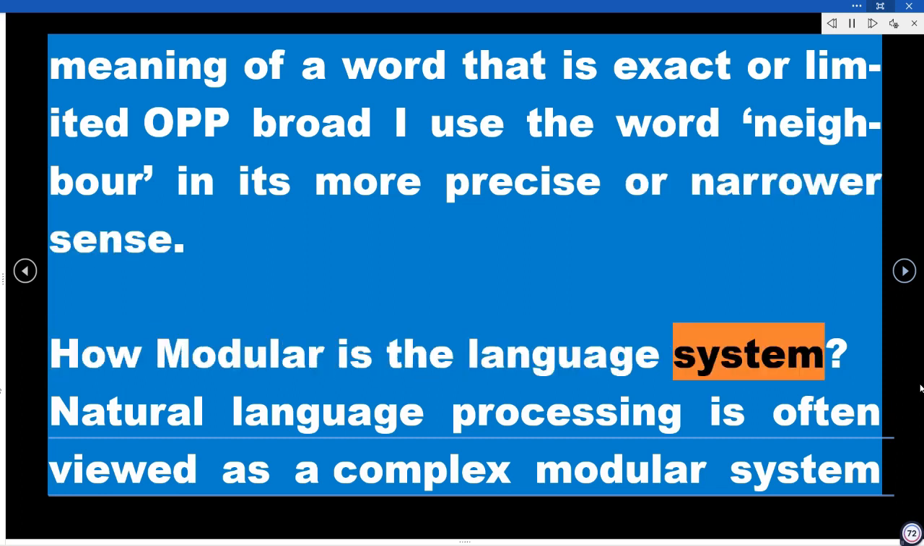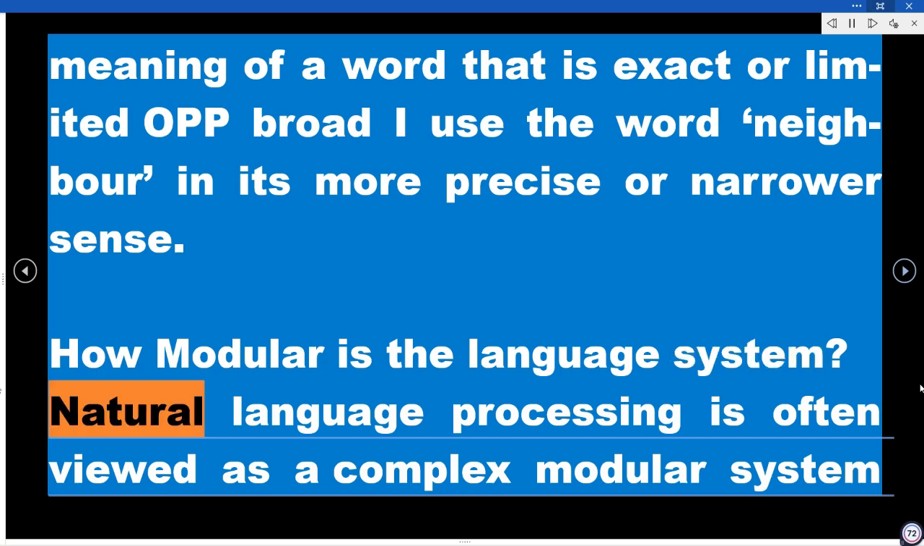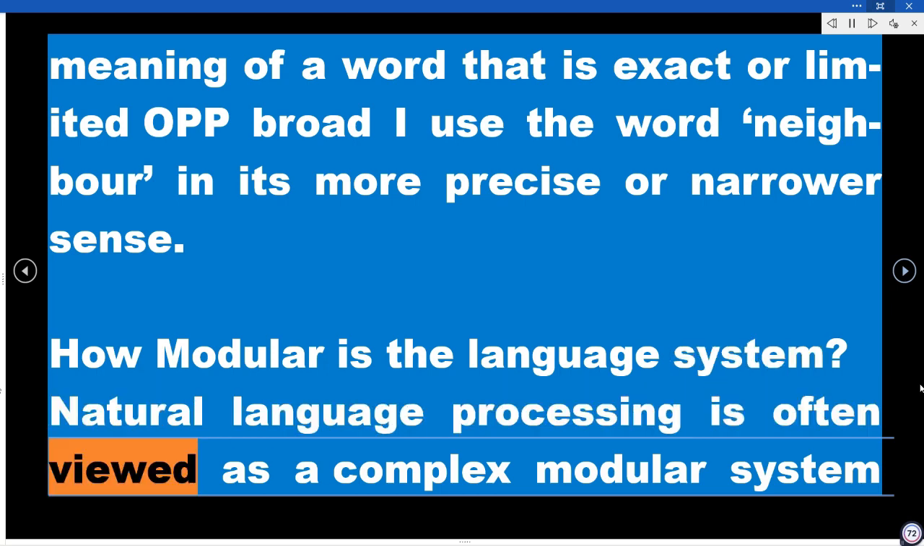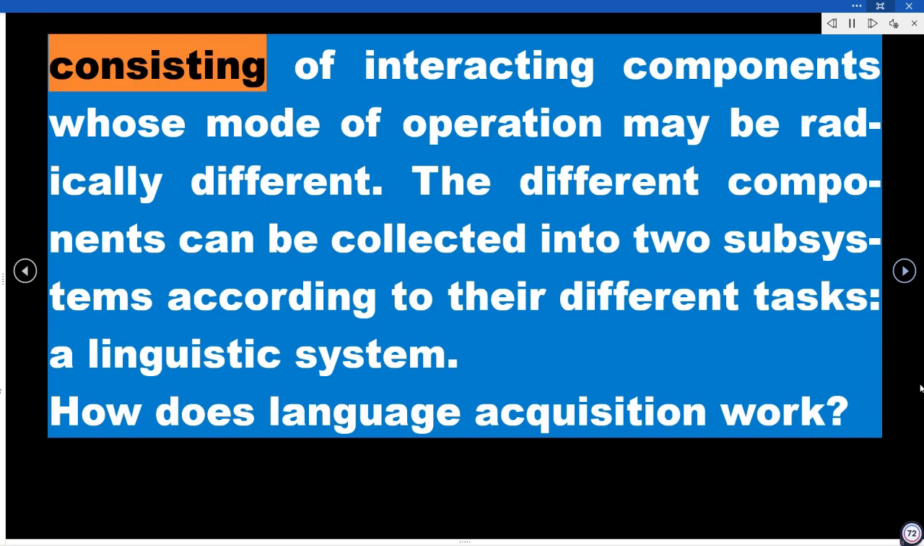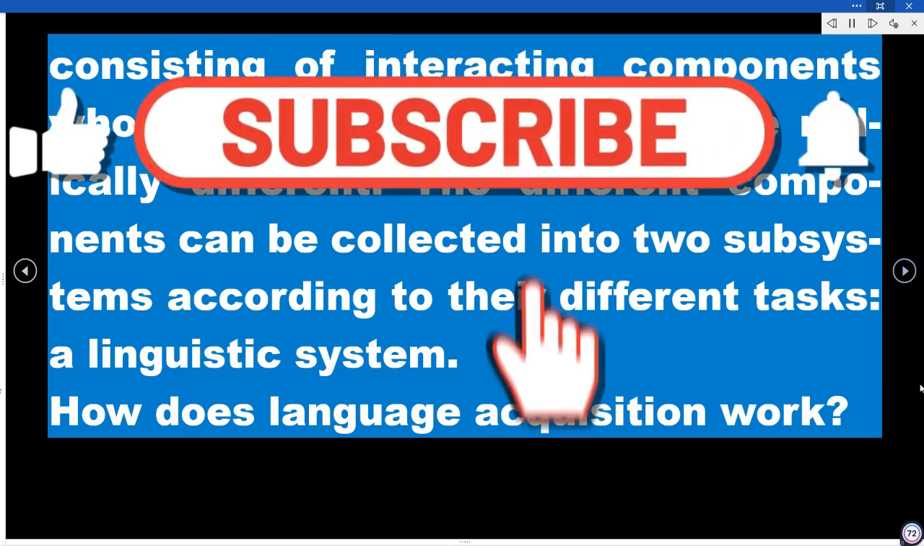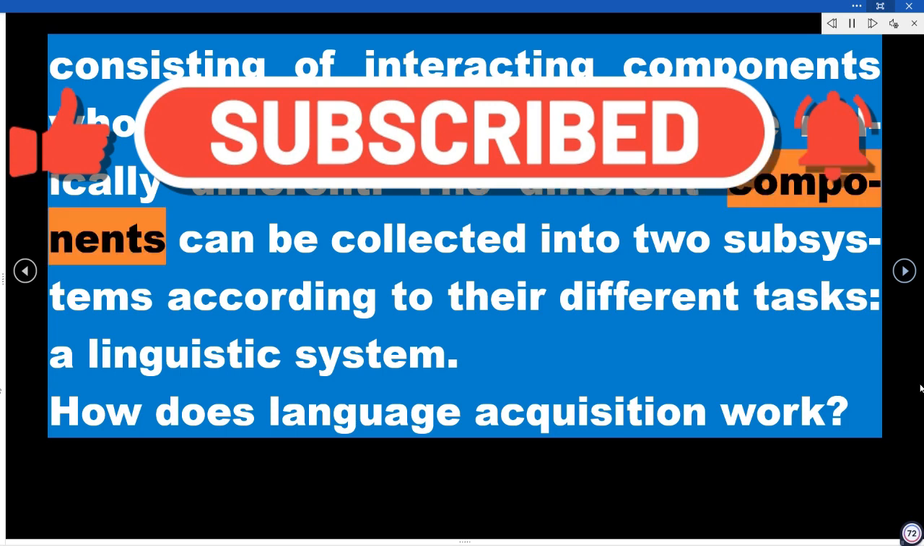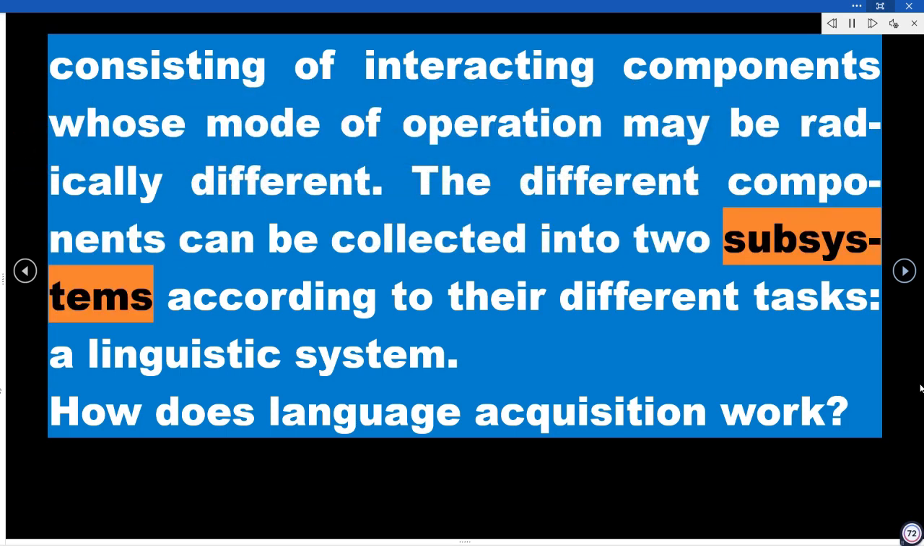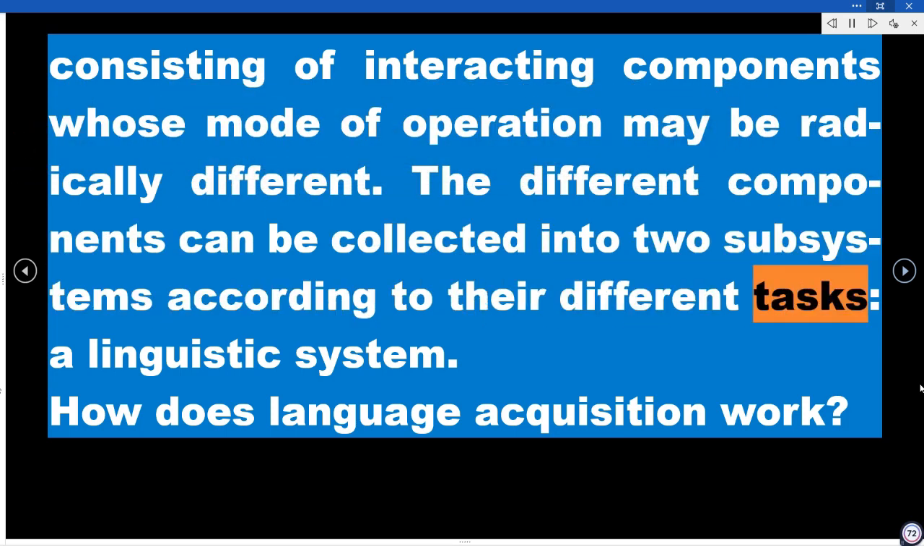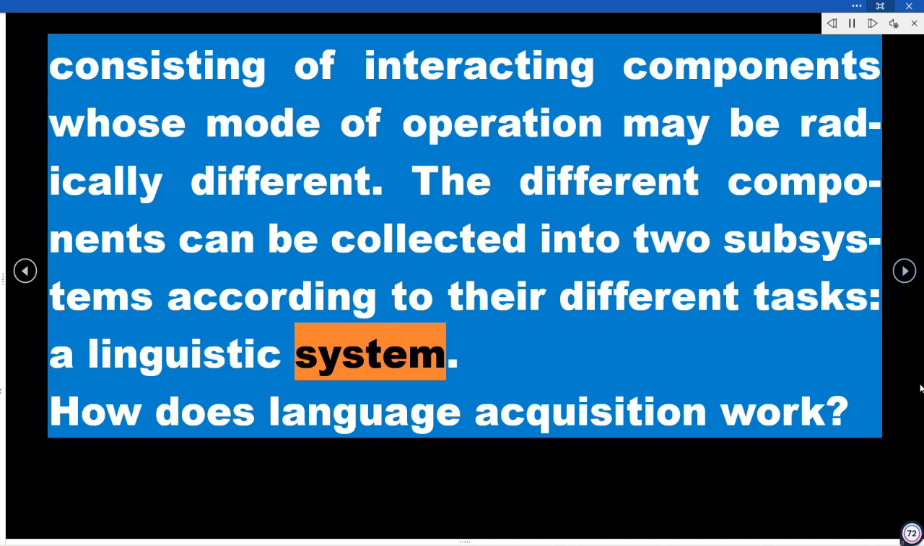How modular is the language system? Natural language processing is often viewed as a complex modular system consisting of interacting components whose mode of operation may be radically different. The different components can be collected into two subsystems according to their different tasks, a linguistic system.